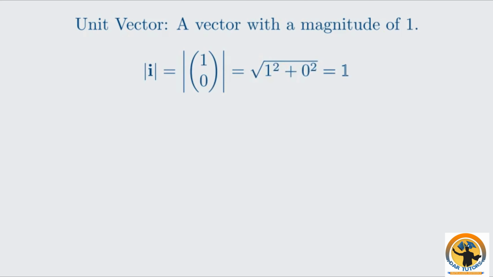A special type of vector is a unit vector. As we mentioned earlier, a unit vector is any vector that has a magnitude of 1 unit. The base unit vectors i and j are examples of unit vectors. The magnitude of i is the square root of 1 squared plus 0 squared, which is 1. Similarly, the magnitude of j is 1.